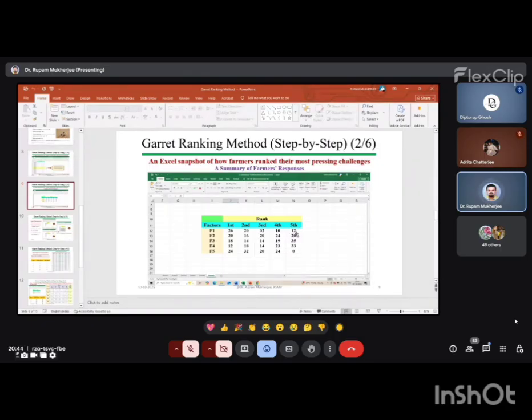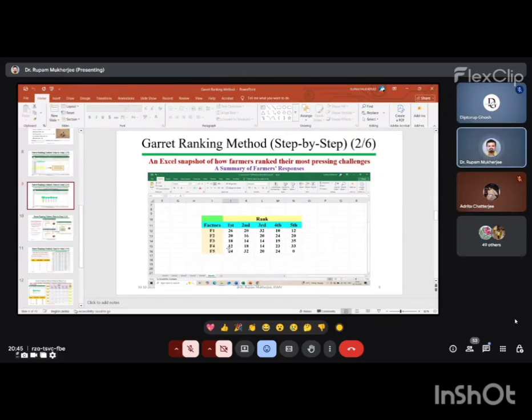So if you add them together, 26, 20, 32, 10, 12, row wise, how much are you going to get? 100. Because factor 1 has been mentioned first important by 26, second important by 20, third important by 32, fourth important by 10, and fifth important by 12. So if you add them together, how many responses have you actually received? 100, because there are 100 respondents. Is it clear to all? Yes, sir.